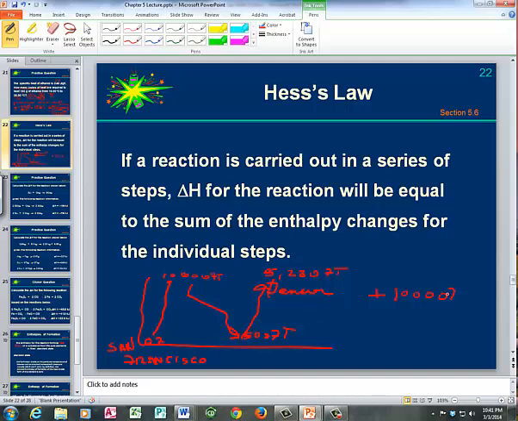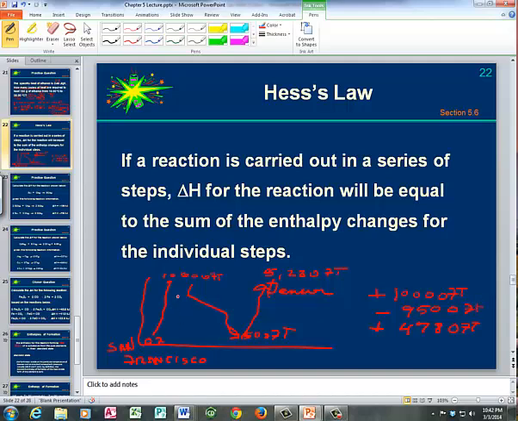And I apologize for the handwriting in this particular case. Then I went down to 500 feet for Dallas. That's a minus 9,500 feet. And then finally I went up to Denver, and you have to forgive me, that's 5,280 feet minus 500, and that's 4,780 feet. So that's a plus 4,780 feet.